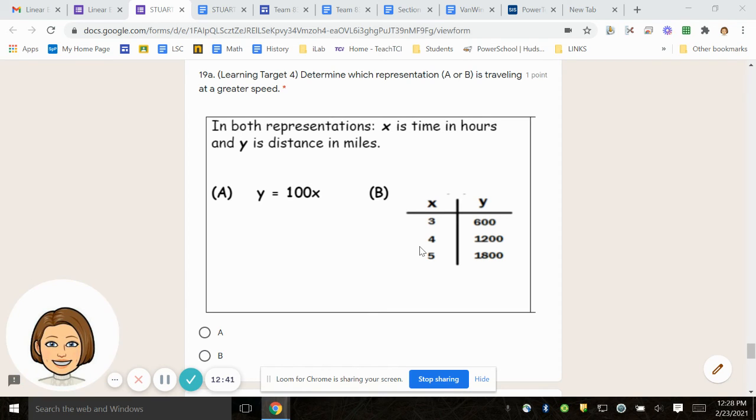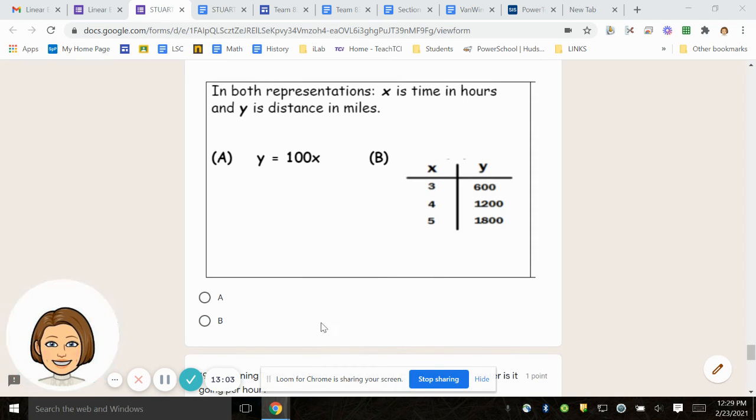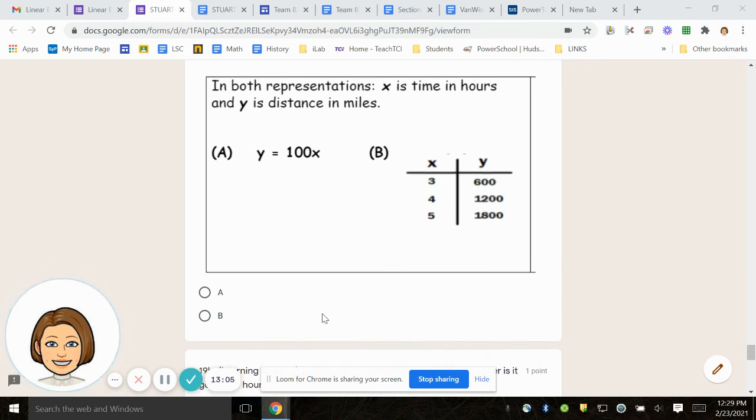Number 19a, you have 2 representations here, A and B. Determine which representation, A or B, is traveling at a greater speed, is going faster. So your first one is y equals 100x or 100 miles per hour. And then you have to figure out what it is for letter B. Is it A that's going faster or B that's going faster?